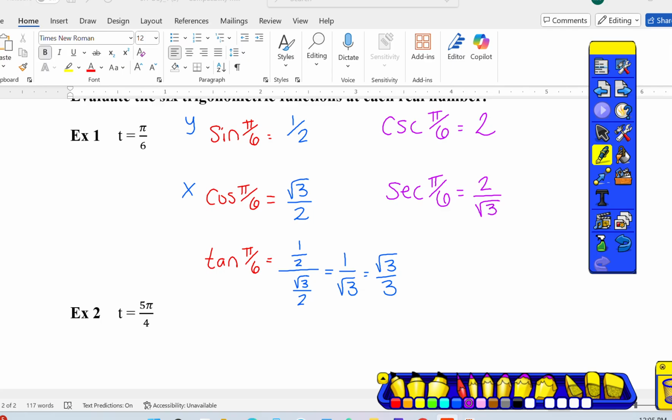Well, here's kind of a pain. I have a radical in the denominator, so I want to fix it. I'll go through it the long way. I'm going to multiply top and bottom by root 3. That gives me 2 root 3 over 3.